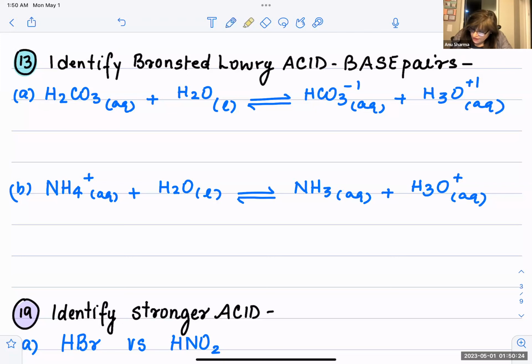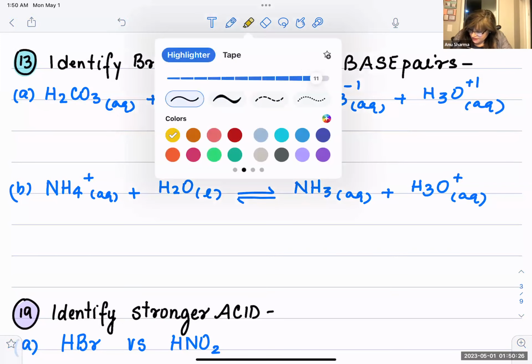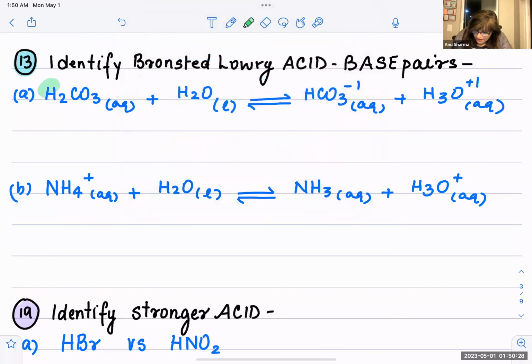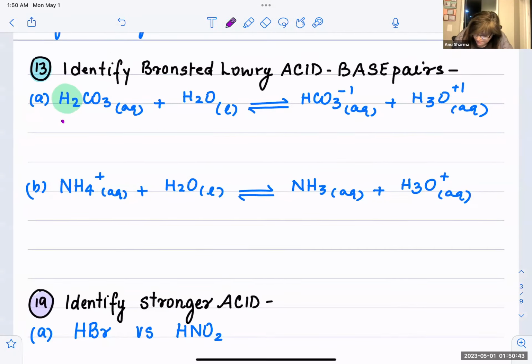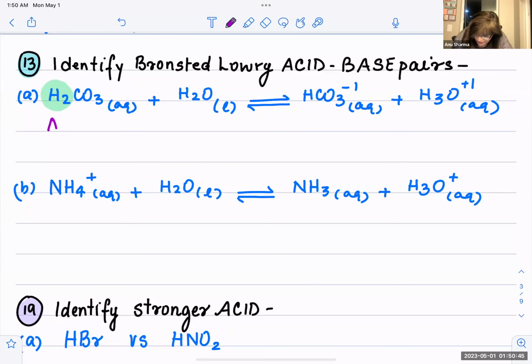So what is obvious here? The obvious piece is the H2CO3, right? This H2 is in front, hydrogen is in front. That means this guy is an acid. In case you don't recognize these, this is acidic. This is the Bronsted Lowry acid. Okay, so this is acting as an acid.